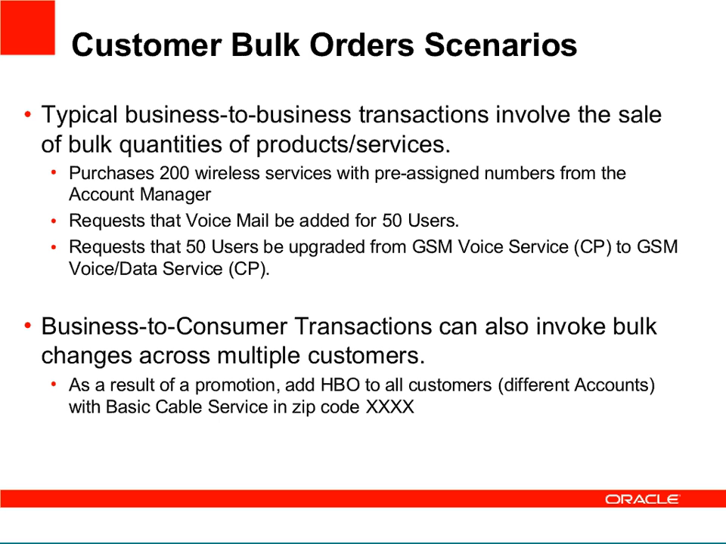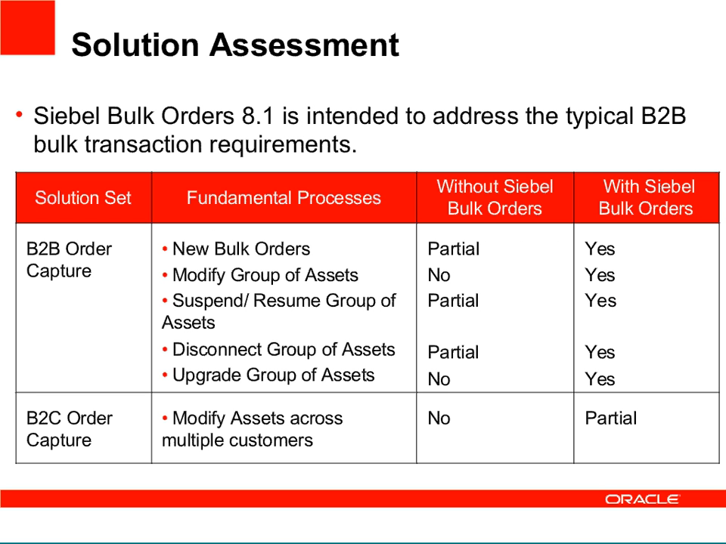Now, let us look at a business-to-consumer example, which involves transaction to bulk request changes across multiple customers. As a result of a promotion, add HBO to all customers with basic cable service in a zip code area. Let us have a look at the solution assessment of the above scenarios. Siebel bulk request is intended to address the typical business-to-business bulk transaction requirements.